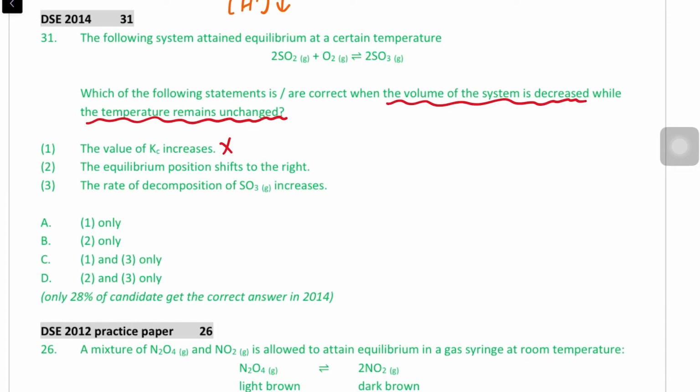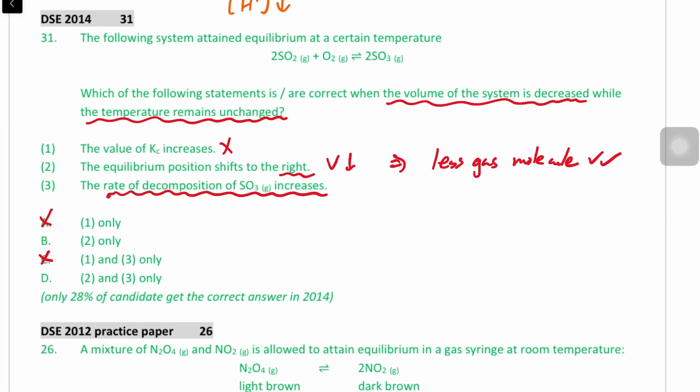Okay, so next one, how about the equilibrium position will shift to the right? Actually, if 1 is not correct, then 2 is correct for sure, because a volume decrease will shift the equilibrium position to the side with fewer gas molecules. Okay, so shift to the right, good.